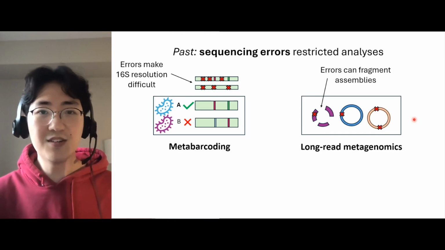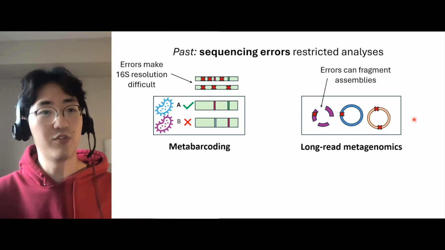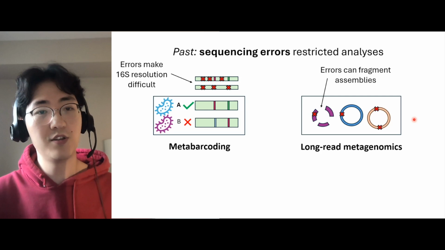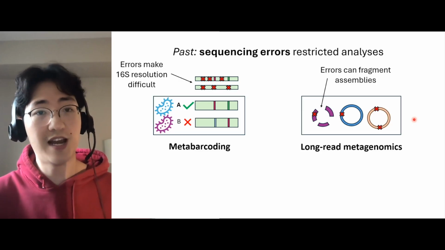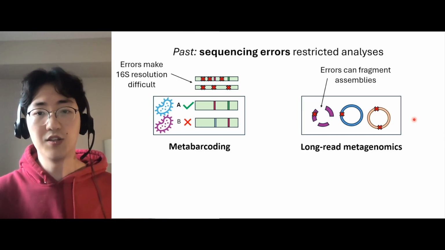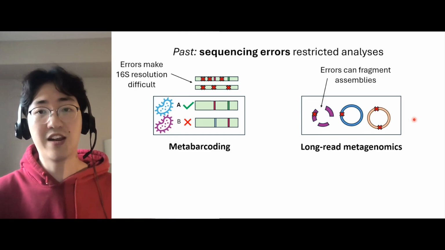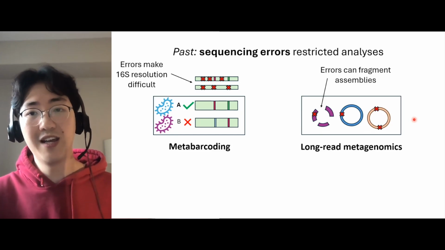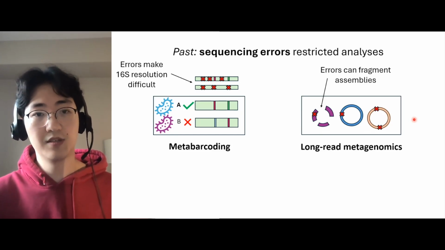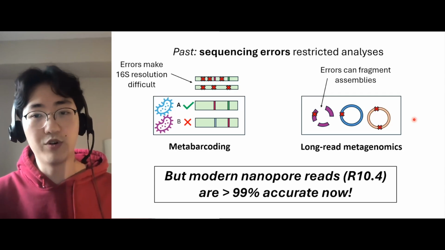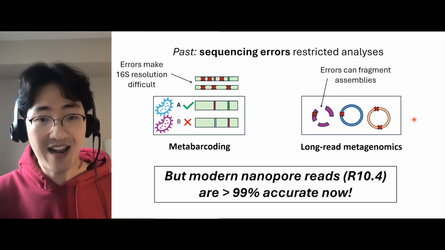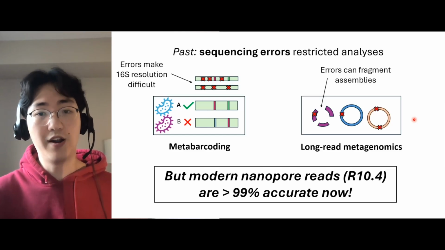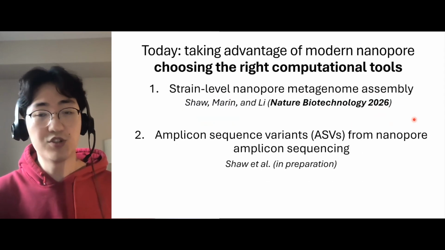Now, in the past, sequencing errors have been an issue for long read analysis. For example, on the metabarcoding side, you can imagine if only two substitutions differentiate these two strains, if I have a lot of errors, it might be challenging to assign these reads to the right strain. On the metagenomic side, errors can propagate down to the assembly level, and errors can also fragment the assemblies. But with modern nanopore reads, the R10.4, the latest chemistries, the latest base calling, these reads are actually very accurate now, over 99% accurate on average. And this gives us some interesting opportunities to work with.